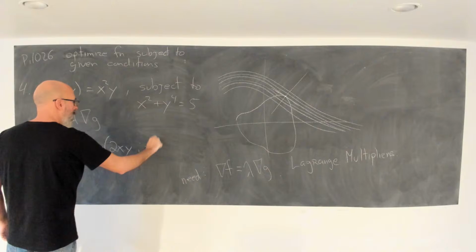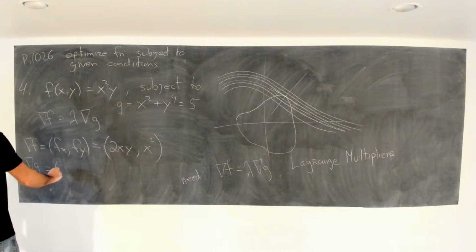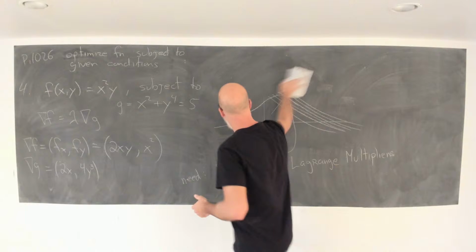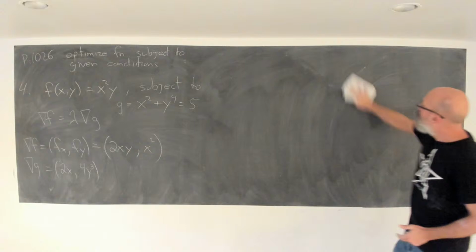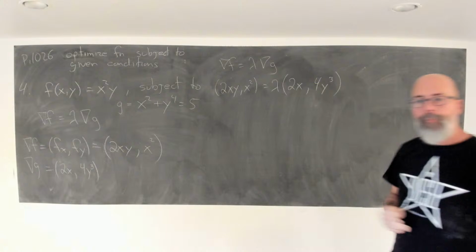Gradient of g, right? This is your g here. So the gradient of g is 2x, 4y cubed. So in order for the gradient of f to be equal to a multiple of the gradient of g, it must be a multiple of 2x, 4y cubed.